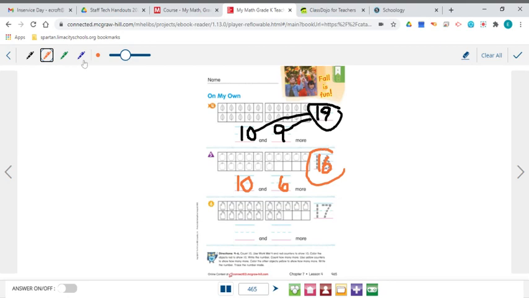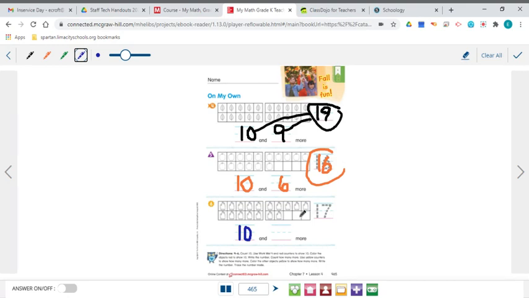All right. We are rocking and rolling right along. This is pretty easy. We've done a lot of these. Lots of good practice. All right. Taking a look at number 6, example number 6. How many are in the first 10 frame? Well, 10, of course, because it's completely full. So go ahead and write your 10 in there.